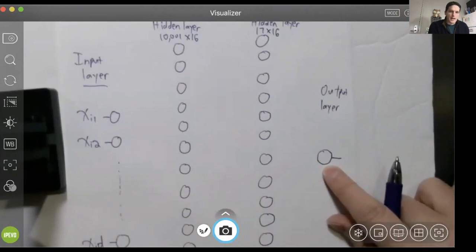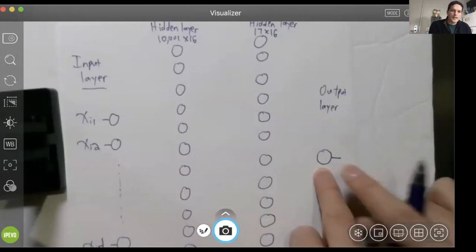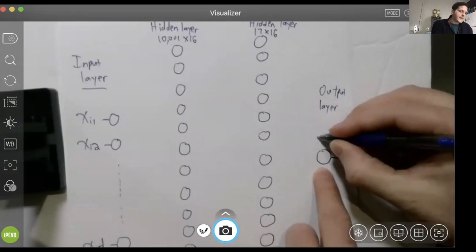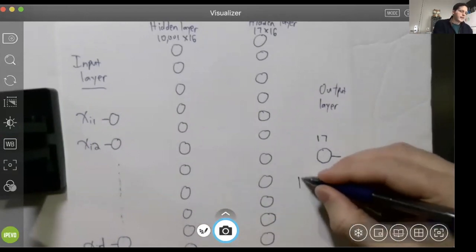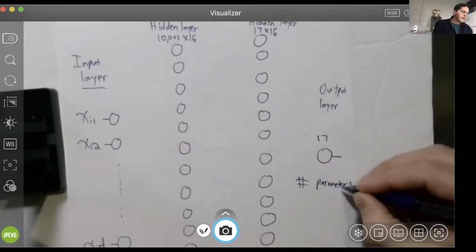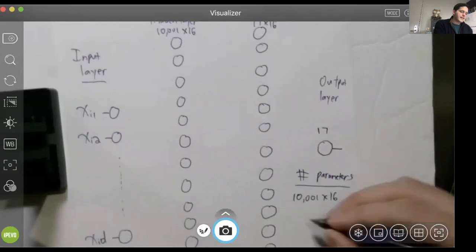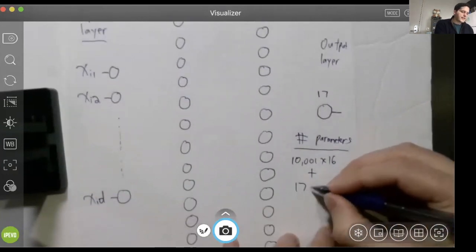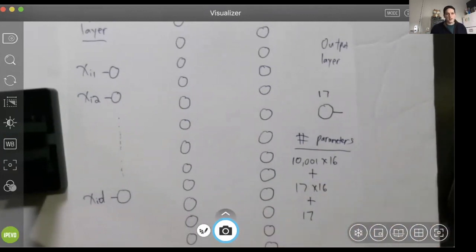It's going to compute a dot product against that vector. That means that the weight vector for this node has to have 16 components. This node also has its own bias term. So that is 17 components for this node. So the total number of parameters for our neural network is 10,001 times 16 plus 17 times 16 plus 17. That's how many parameters there are in our neural network.